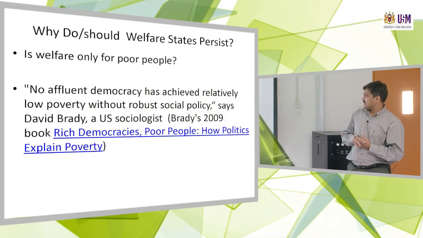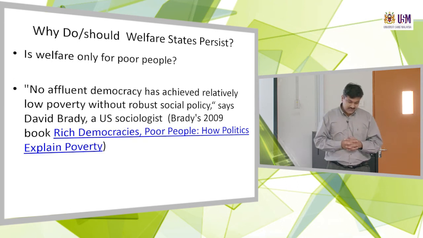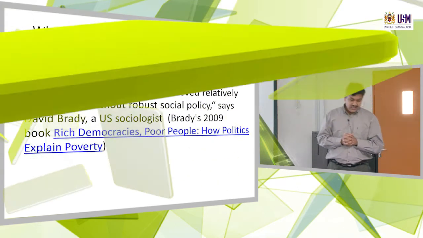So basically, no affluent democracy has achieved relatively low poverty without robust social policy. Basically saying that you need a robust policy to become an affluent democracy, which will actually address poverty. What he's saying to me is social policy has costs involved, but you need to invest that money so that poverty is being addressed. Or a social policy which uses a lot of money, maybe 2/3 of your budget, but it addresses the poverty issues, it addresses the inequality issues, it brings poverty down so that you can actually achieve an affluent democracy.